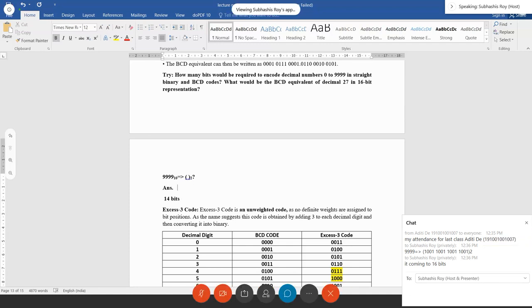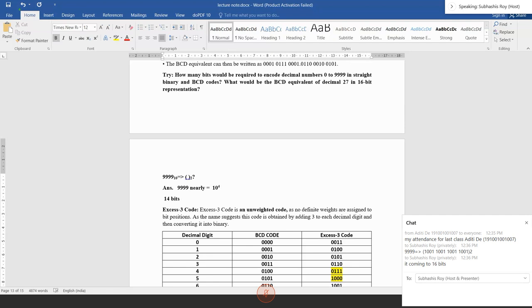Suppose a number is given, 9999. You need to represent this as the nearest power of 10. If I represent this number with a power of 10, then what will be the value? That will be nearly equal to 10 to the power 4, right? Because I cannot get the exact value. So this is nearly equal to 10 to the power 4.